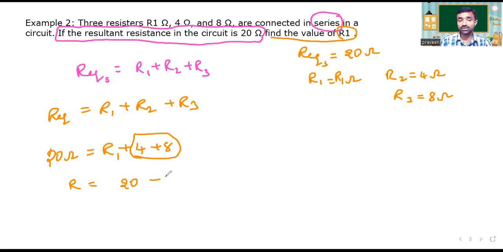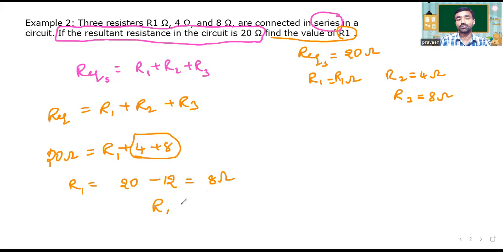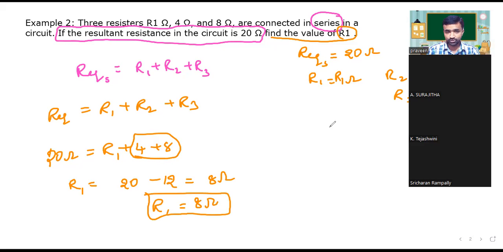So transposing towards the left side, it will be written as minus 12. The difference here is 8 ohms. So here I got the answer 8 ohms. So the R1 value is equal to 8 ohms is the answer. Are you clear about this problem?